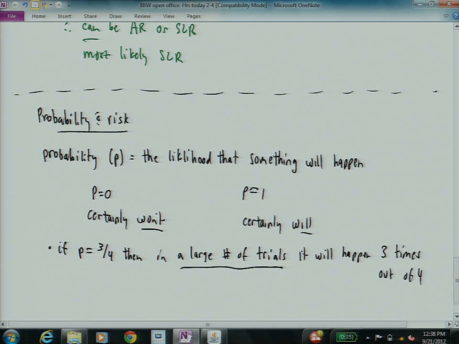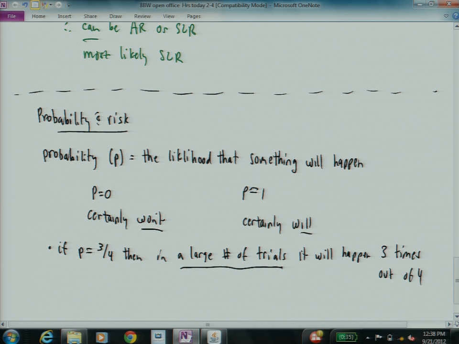So if the probability is 3/4 that something will happen, that doesn't mean if I do it 4 times, I get 3 out of 4. It means if I do it 4,000 times, I get it about 3,000 times. But it's never going to be exact. And the larger the sample, the more closely it's approximated. If you flip a coin 5 times in a row, you might get 5 heads in a row. That's unlikely, but it's possible, even though the chance is 50-50.